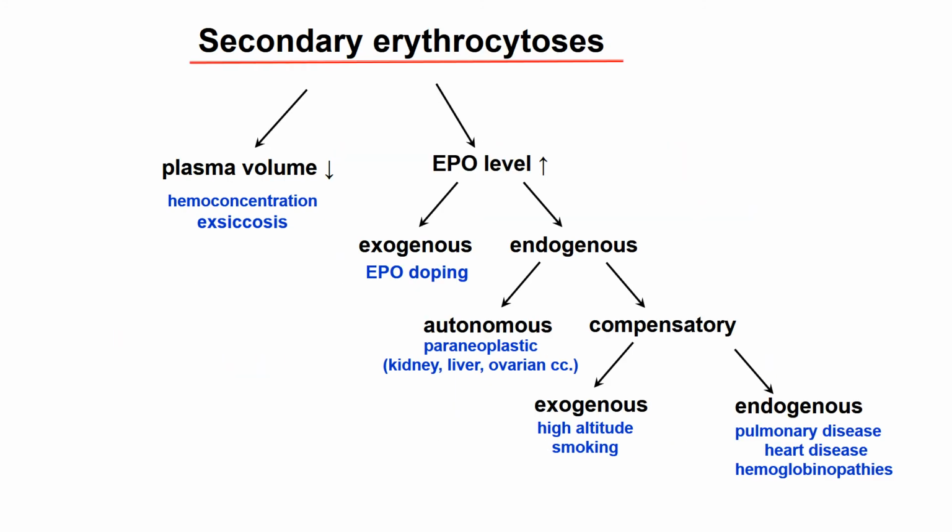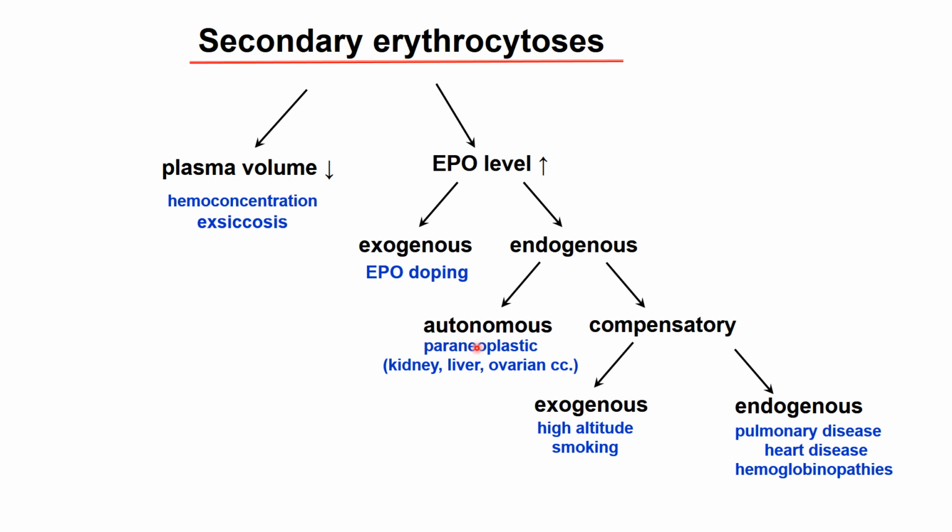clot formation. Now, secondary erythrocytosis, when we do see an increased number of red blood cells, can be due to decreased plasma volume, happening for example in exsiccosis or hemoconcentration. And another thing, the opposite of polycythemia vera rubra, is when we do have an increased erythropoietin level. Now, that can be exogenous when somebody is using, for example, EPO for doping. Now they are using it less and less because it can be detected very nicely. Or it can be endogenous, can be autonomous.